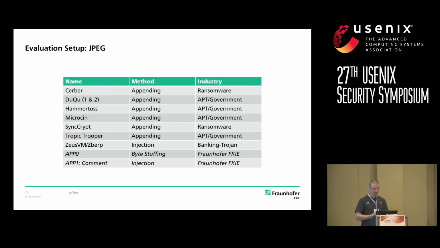So for JPEG, we use these malware families. As you can see, there's a strong focus on malware that uses the append paradigm. That's actually also used by a large number of pretty high-profile APT malware. As you can see, the ZeusVM banking trojan is using the injection approach. However, the files that it creates are in a sense broken. So we added another approach which uses the injection paradigm, but creates files that are not broken. And then we didn't see any byte stuffing based approach, so we designed our own to be able to check whether our method is actually able to detect that.